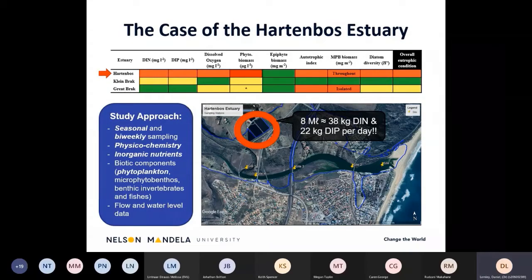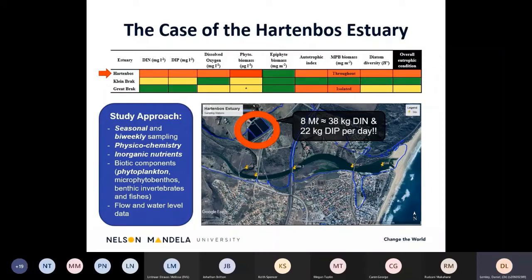So just to give you a bit of background, the main issue in the Hartenbos Estuary is the part that is circled in red, and that is the regional wastewater treatment works. I think it works out to pumping about 8 megalitres per day, which equates to almost 40 kilograms of dissolved inorganic nitrogen and about 20 kilograms of phosphorus every day into a system that is very small compared to some of the larger systems, and is also naturally a closed system that would only open intermittently.